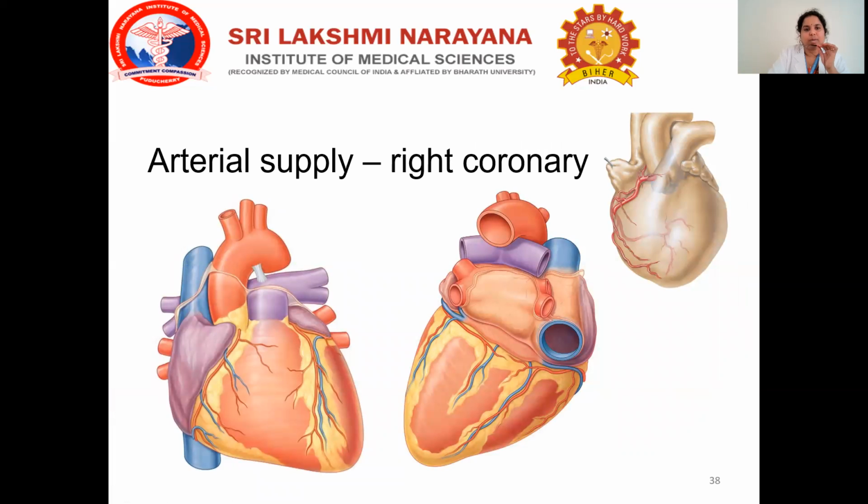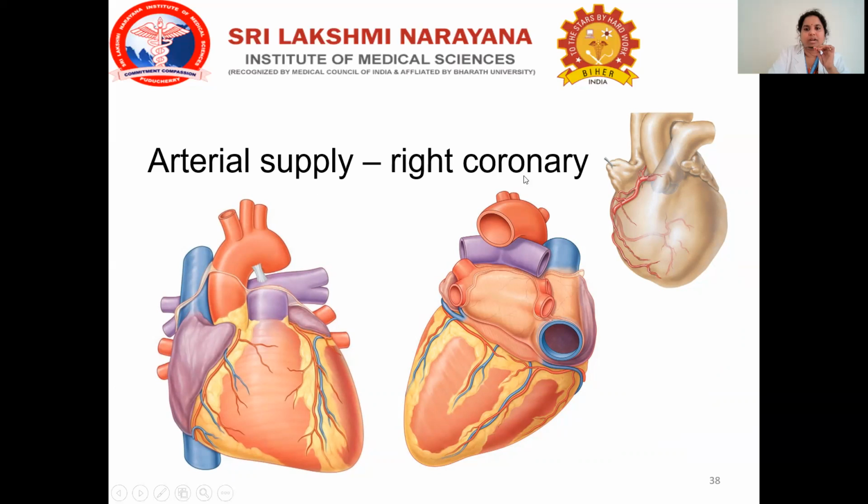Coming to blood supply of the heart, let's see about arterial supply. First about right coronary artery. Coronary arteries are considered as vasa vasorum. Vasa vasorum generally are the blood vessels that supply the outer portion of thick blood vessels. Similarly, since the heart is considered as a blood vessel, the arteries which supply the heart are also considered as vasa vasorum.